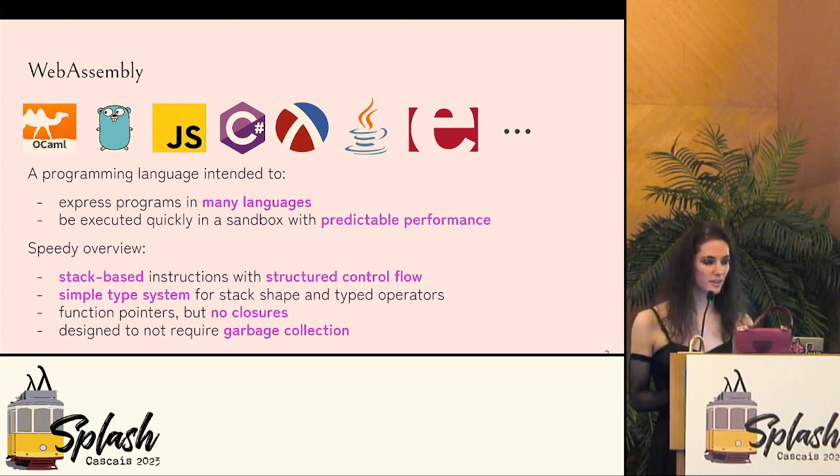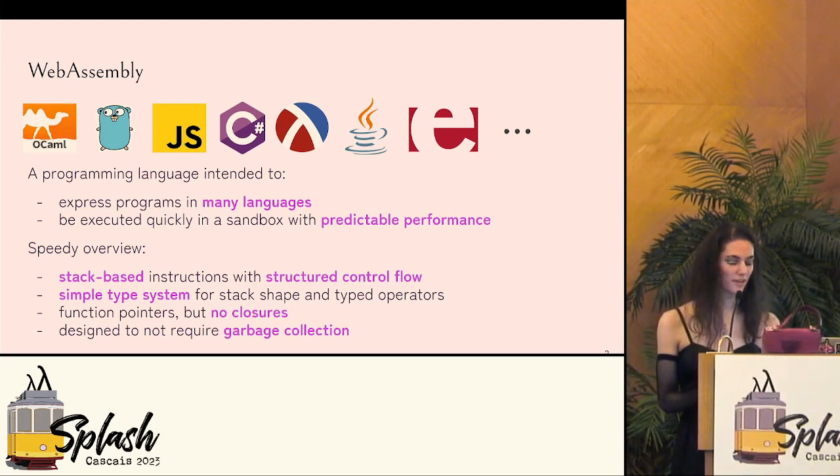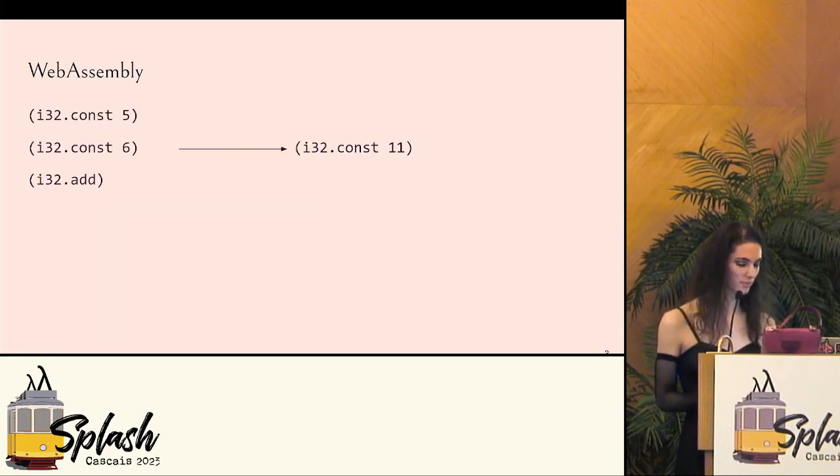So I'll give a quick overview of what it actually looks like. It has flat stack-based instructions, and it has structured control flow. It has a type system that can enforce the stack shape and the type of operators. And we have function pointers, but functions don't capture their environment, so we don't have closures. And it's designed to not require garbage collection at all.